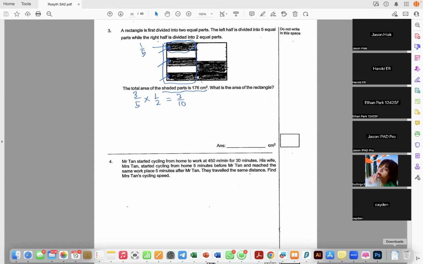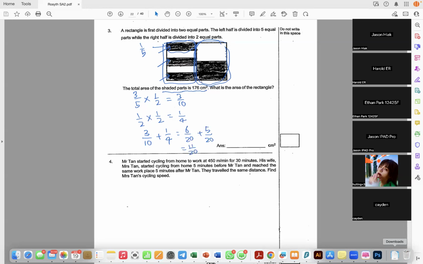The right side is divided into 2 parts. So half of the other half is shaded. So it's 1/4. So the shaded part on the left side is 3/10 of the entire rectangle. The shaded part on the right side is 1/4 of the entire rectangle. Let's add them together. Make the denominator the same. 3/10 is 6/20, plus 5/20. You get 11/20.